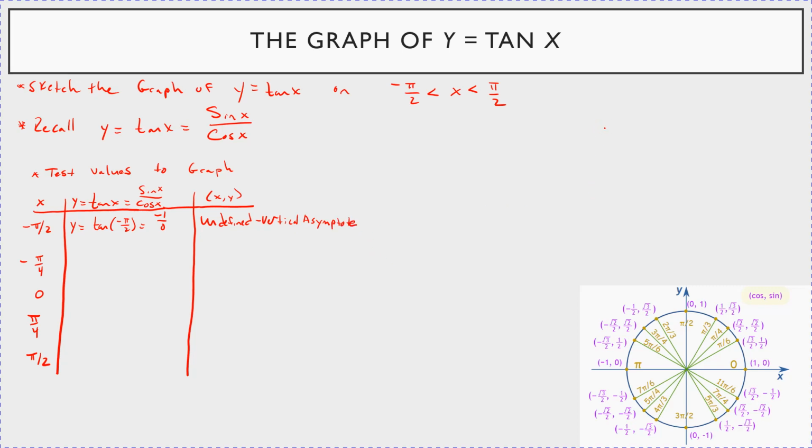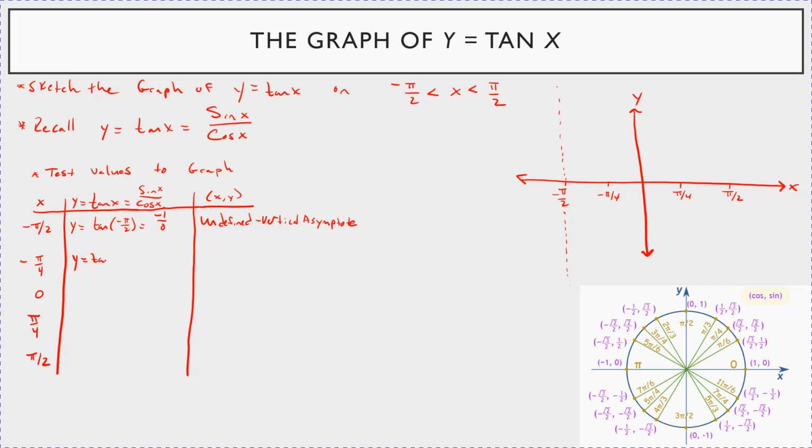I'll sketch the graph over here so you can see it. I'll start putting things down. We have negative pi over 4, we have negative pi over 2, and we're going to see what happens at pi over 4 and at pi over 2. Right off the bat, I know there's a vertical asymptote, so however I sketch the graph, it's going to have to bump up against this.